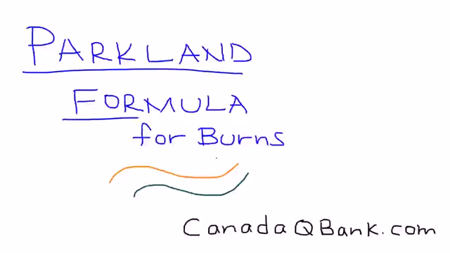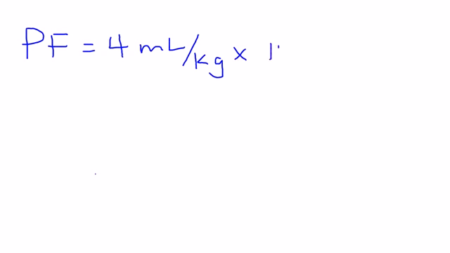The Parkland formula for burns is the topic, and the Parkland formula for burns is essentially used to calculate how much fluids the person will be given in the first 24 hours following a burn. And the formula is as follows. It's 4 mLs per kg times the weight in kg times the percentage of the total body surface area that's involved in the burn. So let's give an example.